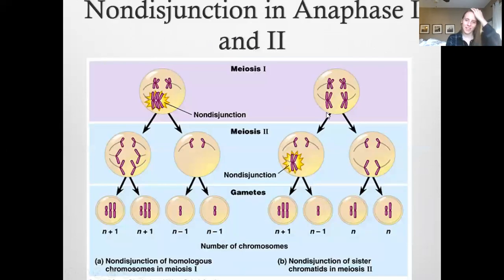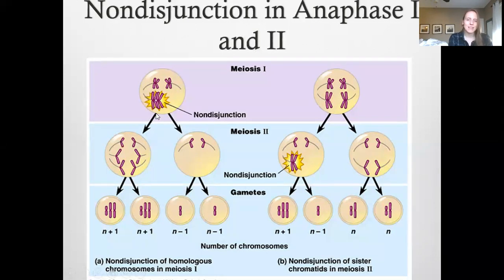And this is the reason for that. So on the left-hand side here, we have non-disjunction, so the failure of segregation, essentially, happening in meiosis 1. In this cell here, the homologous pairs should be separating. The homologous pairs on top are segregating properly. The homologous pairs on bottom are not separating properly, so that's the non-disjunction.